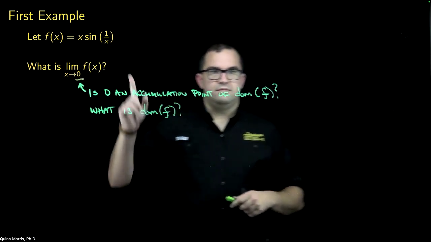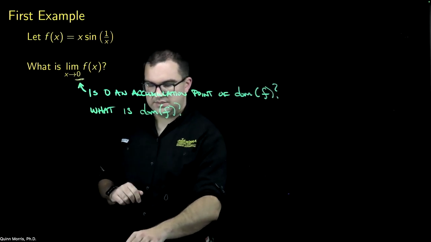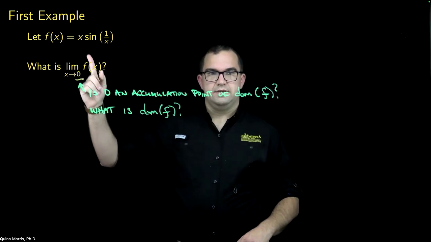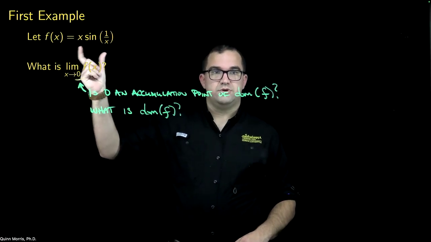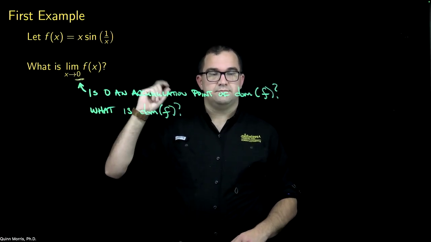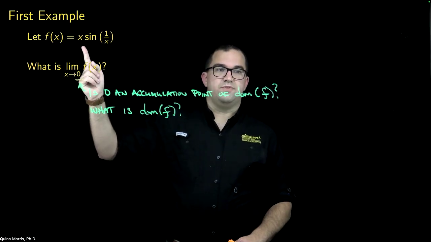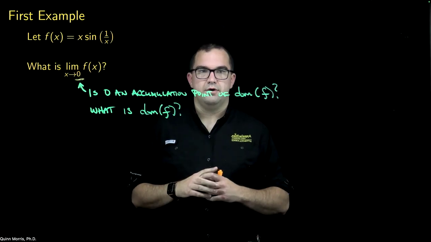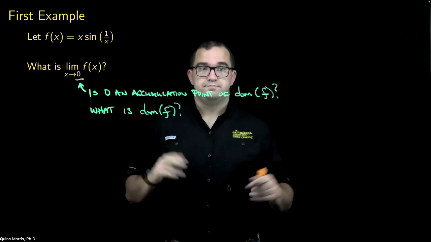Now, I like starting with this example because it's fairly straightforward to figure out what the domain here is. You have a product of 2 functions. You have x and sine of 1 over x. X is a continuous function. It's linear, a polynomial. It's nice and continuous everywhere. Its domain is all real numbers.